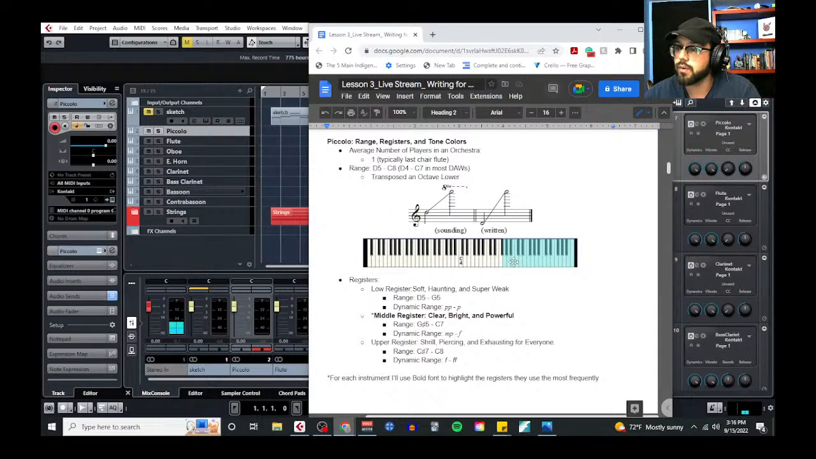I'm glad I noticed that. I need to change that. Piccolo range is wrong. Let me just make a note of that, sorry.